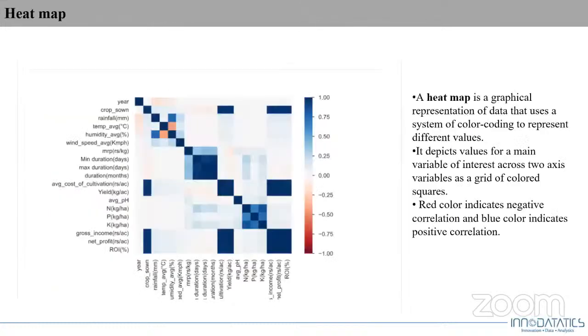Heat map. Heat map is a graphical representation of data that uses a system of color coding to represent different values. It depicts values from main variable of interest across two axis variable as a grid of colored squares. Red color indicates negative correlation and blue color indicates the positive correlation. Each square shows the correlation between the variables on each axis. Correlation ranges from -1 to +1. Values closer to 0 means there is no linear trend between the two variables.